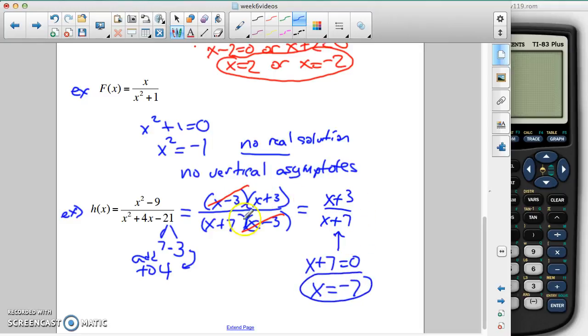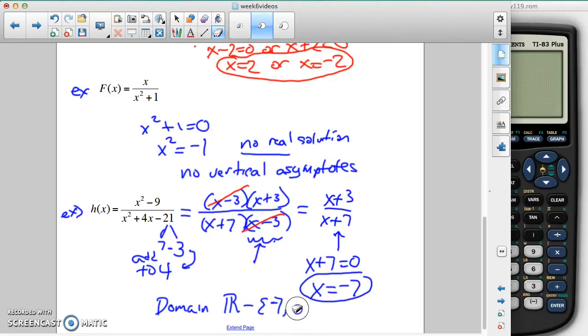In actuality, this minus 3 is still going to have an effect on our domain. So our domain is still going to be all real numbers except negative 7 and positive 3, because of these two factors in the denominator. But what really happens at this positive 3 value is that we get a little hole in the graph, and we can probably see that if we look at this graphing calculator.